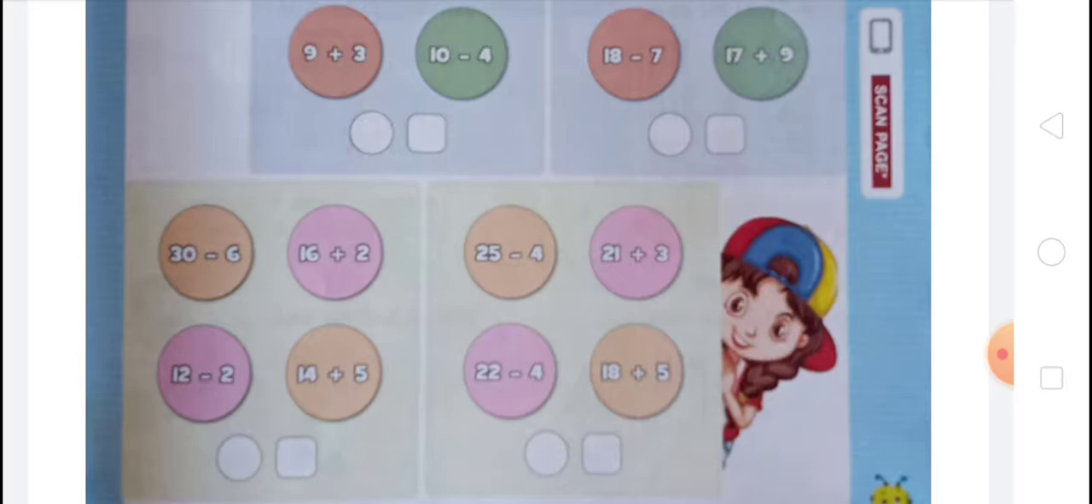And the smallest number is 18, so you have to write 18 in the square, because you have to write the smallest answer in the square. Now that's your homework time.